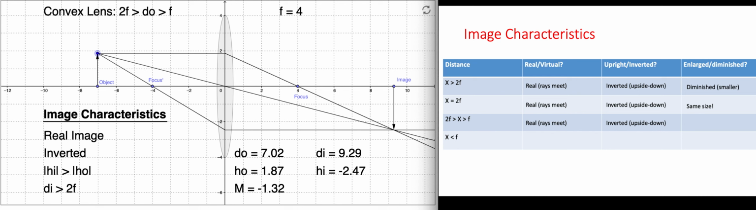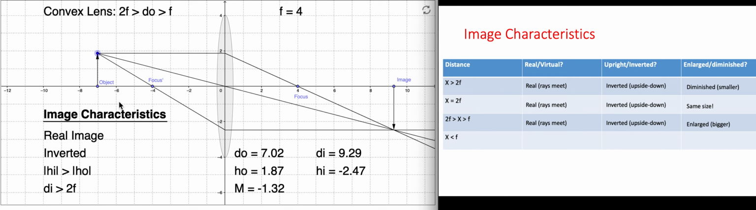But the interesting bit is now actually this thing is getting bigger. Our image is getting bigger. You can see an image of 2.47 in this case, compared, I think that's because I've slightly modified the height, yeah, compared to our height, which has changed to 1.87. Okay, so in this case, we're producing an image which is real, inverted, but enlarged. In other words, it is bigger.